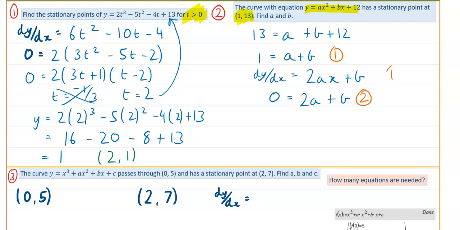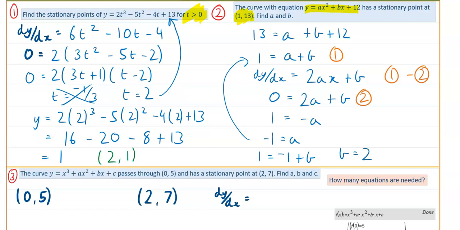So if I do 1 minus 2, I'm going to end up with 1 equals negative a, and that means that negative 1 equals a. Subbing that back into either of these equations, I'm just going to go into this one here. So we'd end up with 1 equals negative 1 plus b, meaning that b equals 2. So we now have our two solutions, a equals negative 1 and b equals 2.